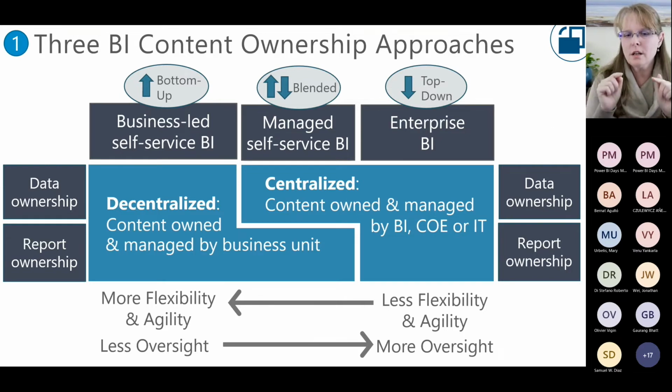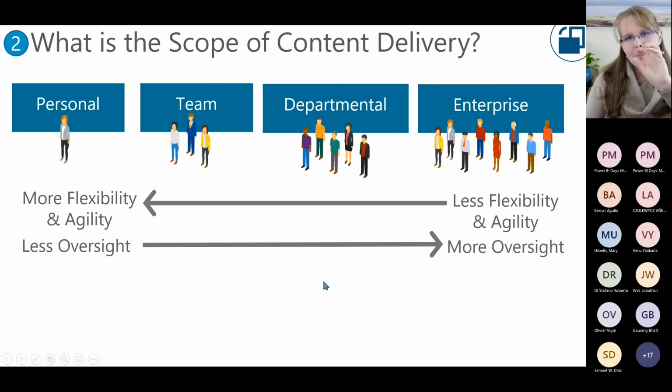It's just first thinking about who is managing the content and what that piece means. The piece we have to marry up to that is, well, who's it getting published to? That's what we call the scope of content delivery.